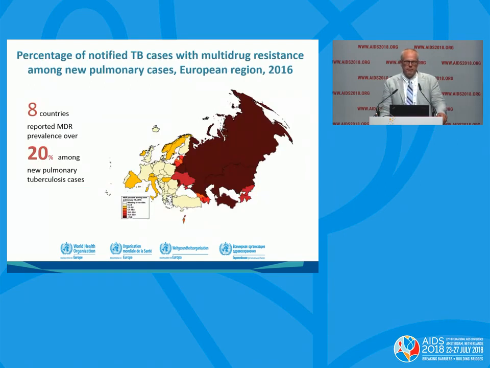The real conglomerate of this is, of course, that the TB that you see in HIV patients in the region is in many cases MDR TB. It's estimated that 8 countries are reporting MDR prevalence over 20% among new pulmonary TB cases, and this is particularly seen in HIV patients, where the prevalence of MDR TB can be as high as 70 to 90% on a clinic basis.